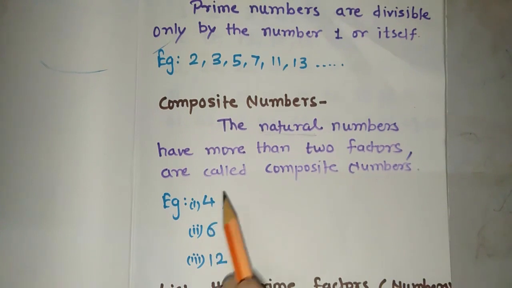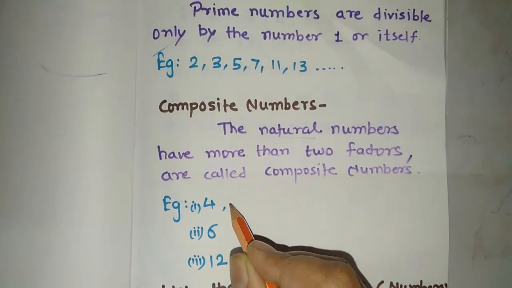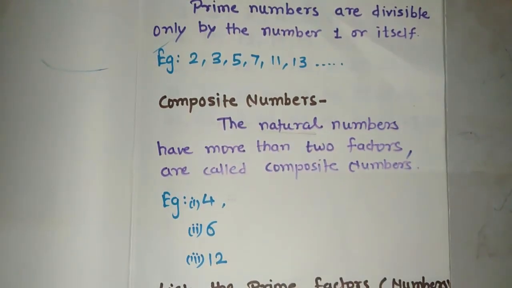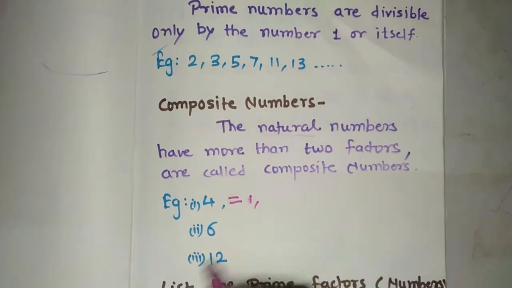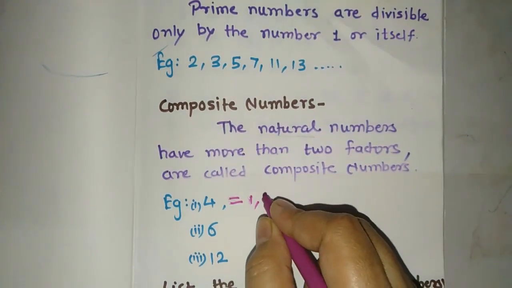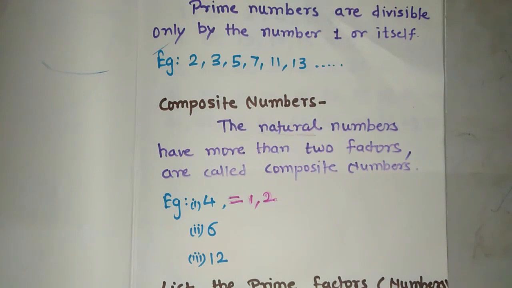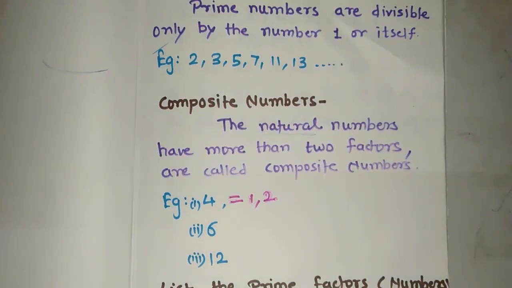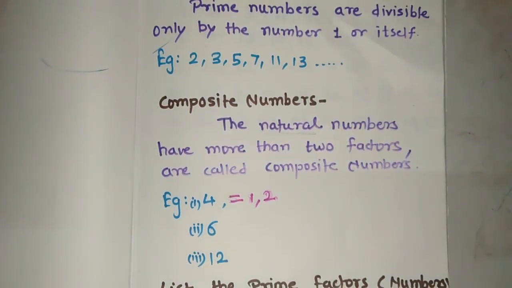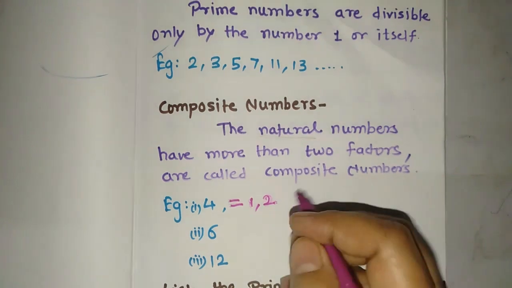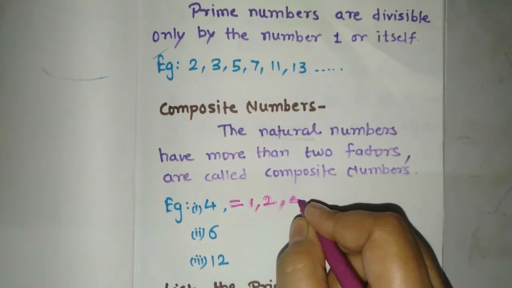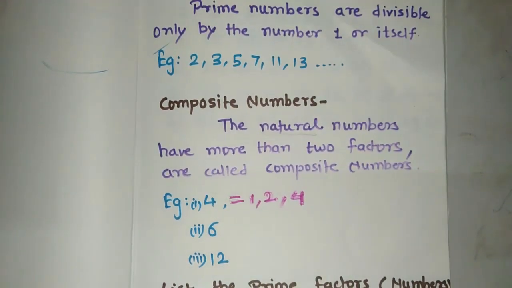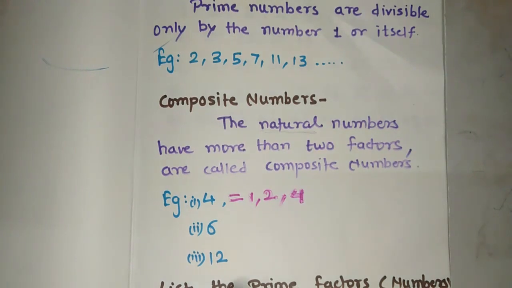4. Which are the factors of 4? 1, 2. Factor means a divisor. Factor means divisor. 1, 2 and the number itself, which means it has more than two factors. Therefore, 4 is a composite number.